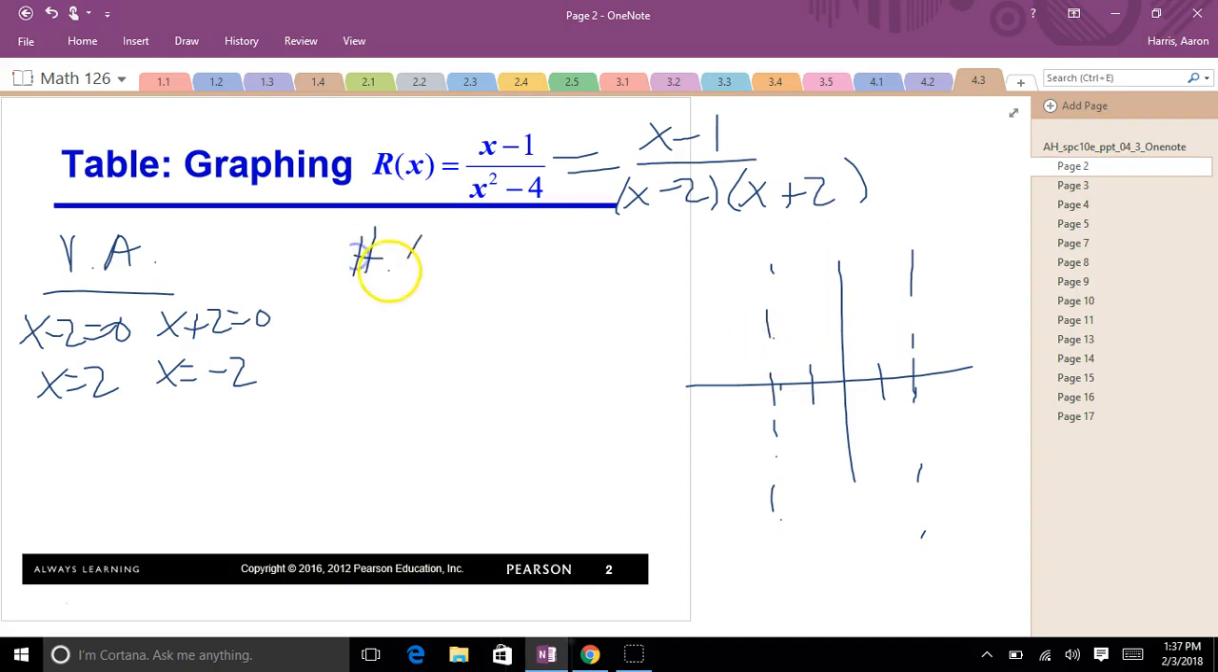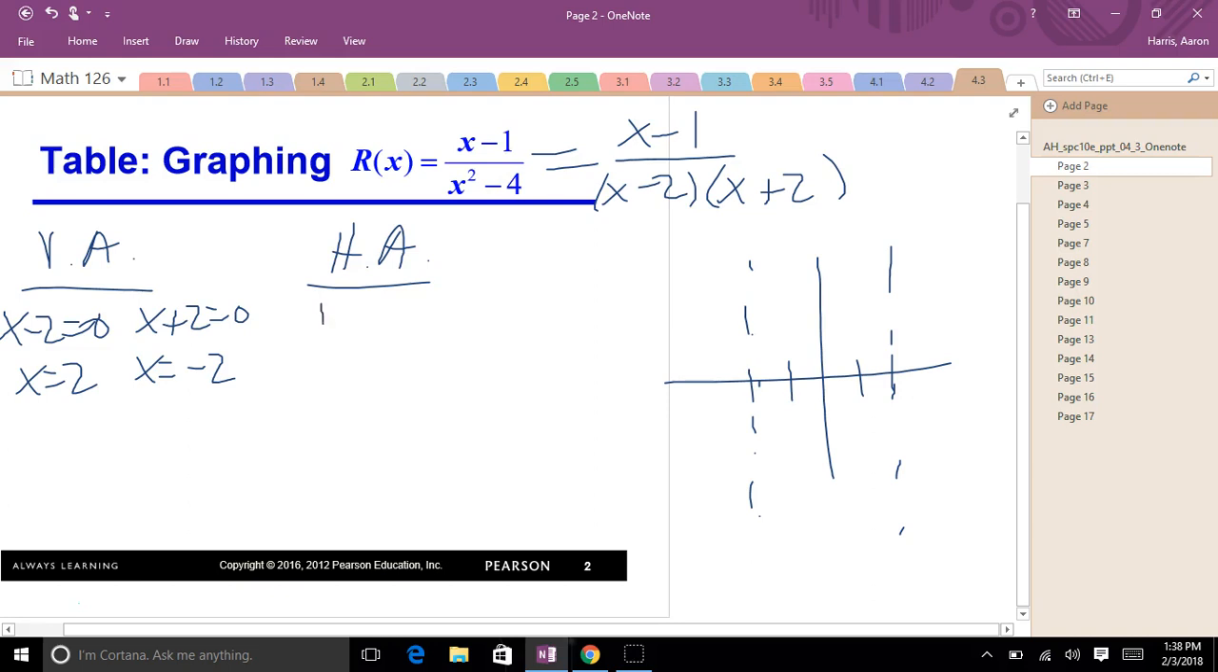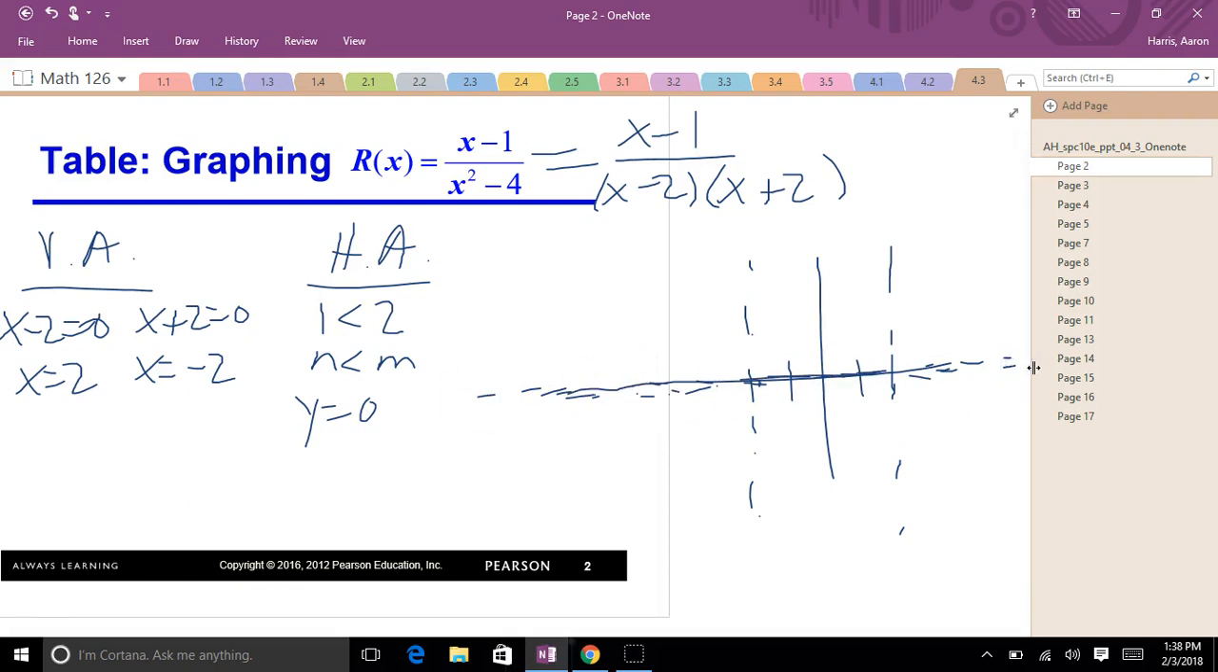Our horizontal asymptote: if you look at this in standard form, the degree of the top is 1, so that's our n. The degree of the bottom is 2, that's our m. So 1 is less than 2. If you remember from last time, it's automatically y equals 0, because if you plug in large values of x, it'll go to 0. The bottom will be so much larger than the top. So we have y equals 0. It may cross, but at the extremities with a horizontal asymptote, you're going to approach that y value of 0.